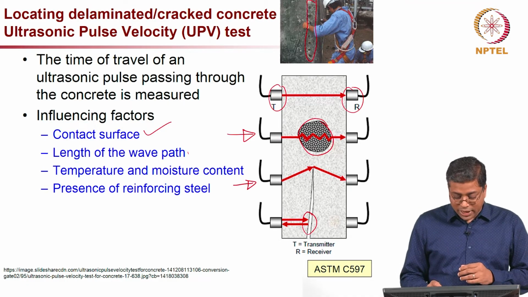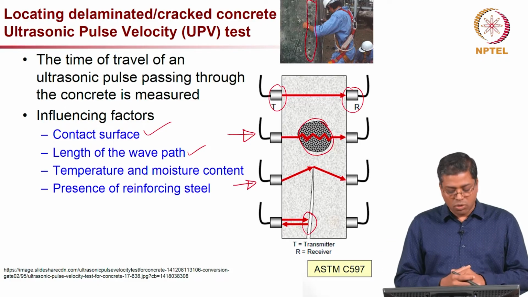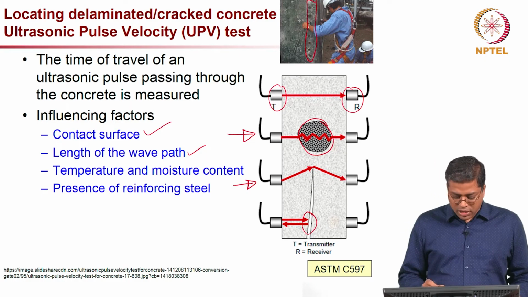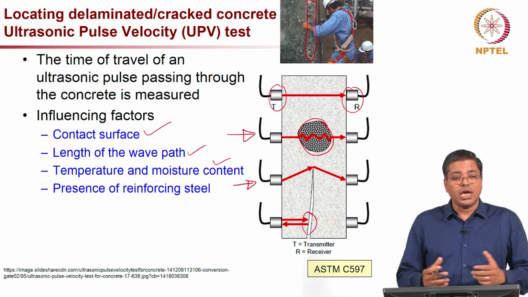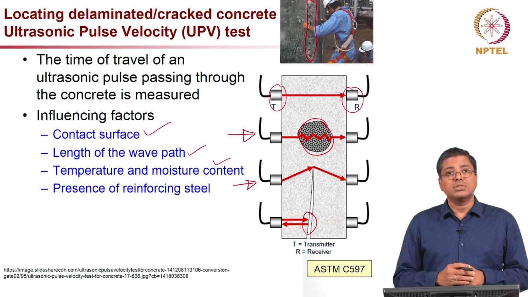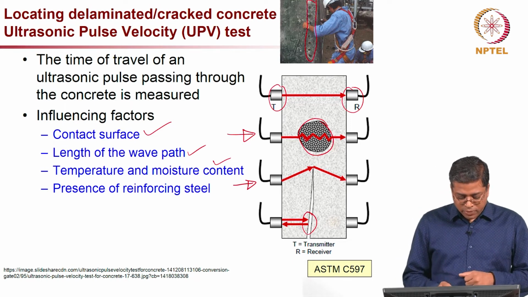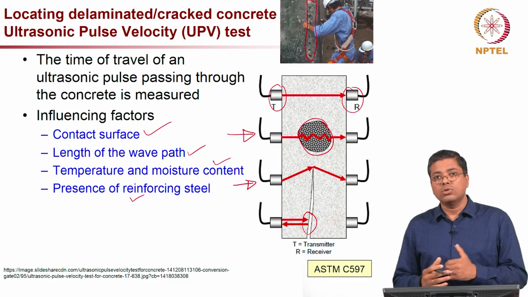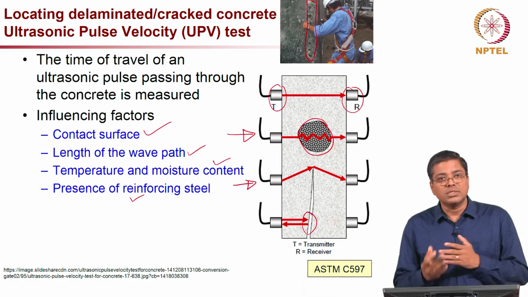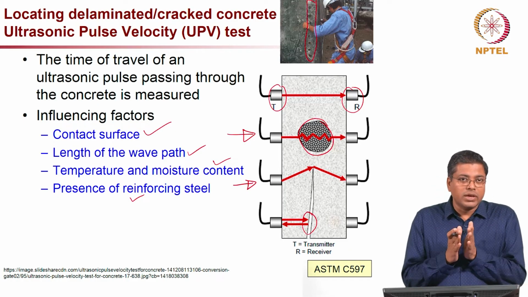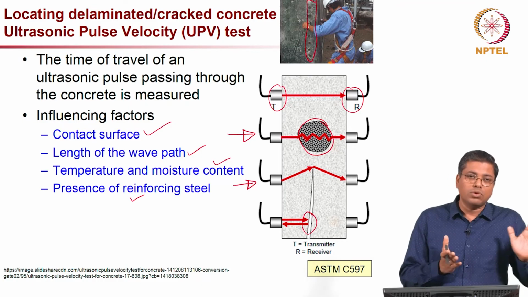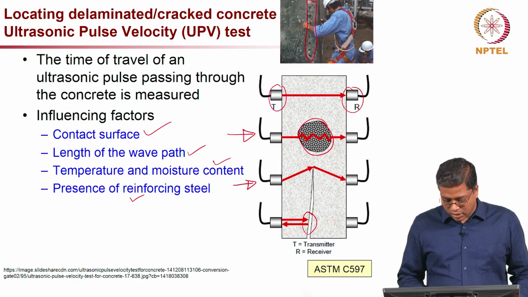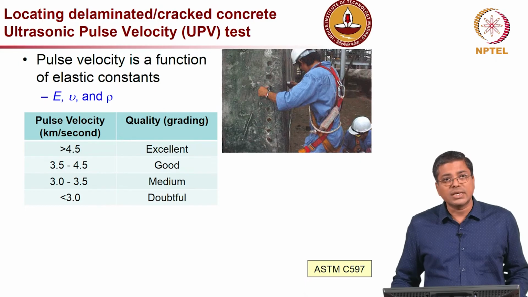And then the length of the path: the longer the length, the more time it takes for the wave to reach from the transmitter to the receiver. Temperature and moisture content will change the rate at which the wave propagates through the concrete. And the presence of reinforcing steel will also affect it, because if the wave goes through the steel, there is an interface between the steel and the concrete, and if the interface has some air there, there could be reflection, and that will also influence the readings which you get. Now how do we assess this?